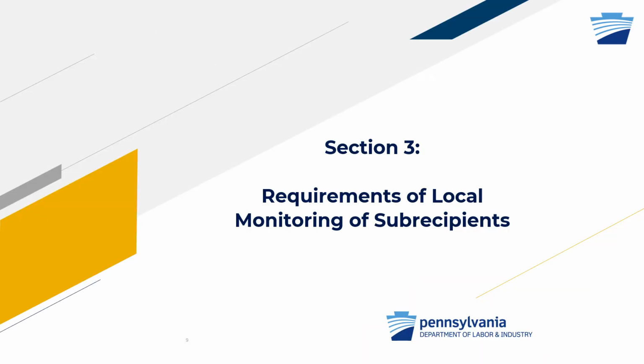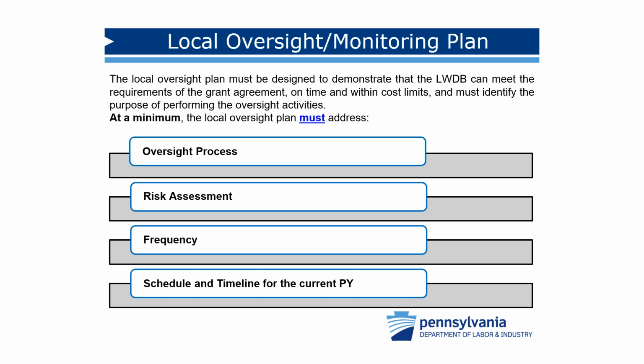Similar to the requirements BWDA uses to ensure local boards are properly monitoring their subrecipients, there are also requirements of local boards as they monitor their subrecipients. Local monitoring always starts with a good foundation. Local boards may choose to adopt an oversight and monitoring policy, like L&I's, which outlines the local board's monitoring methodology. However, a monitoring policy isn't required.